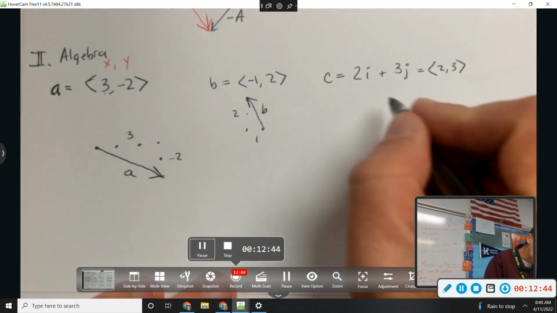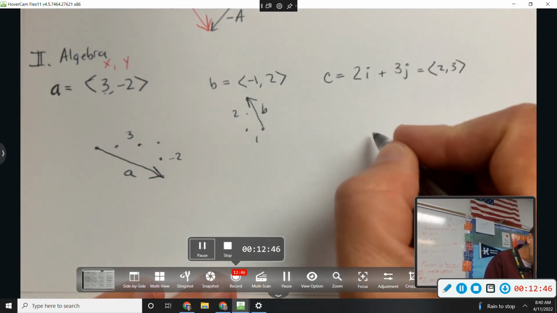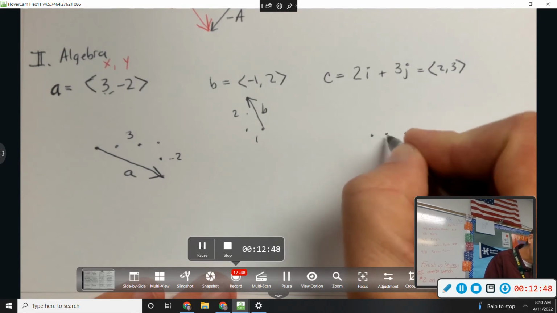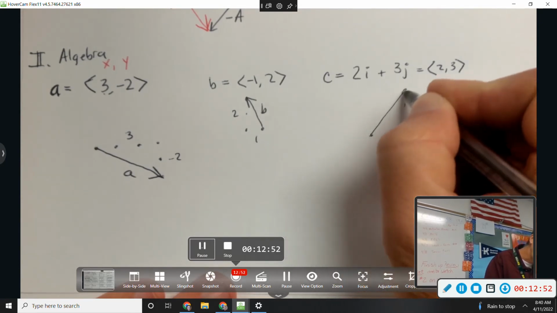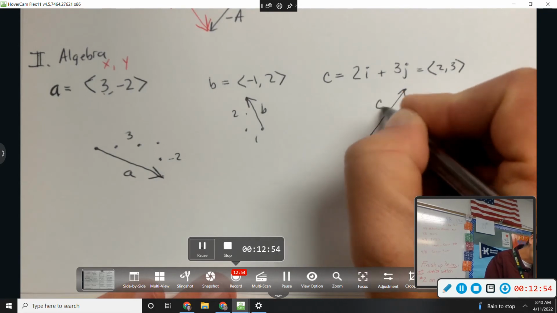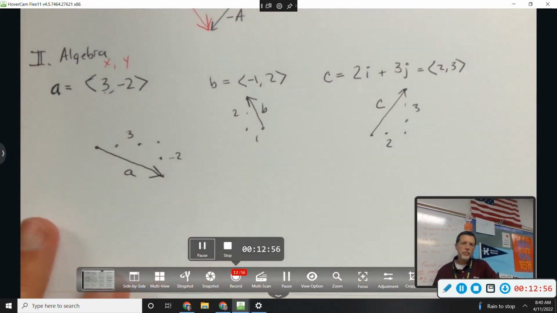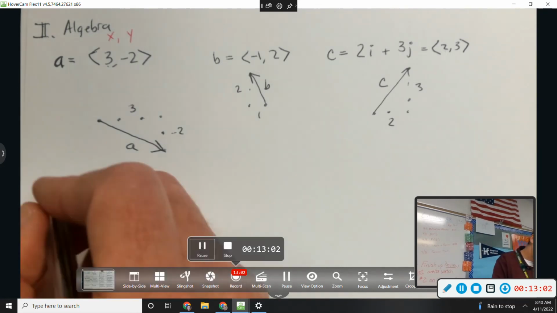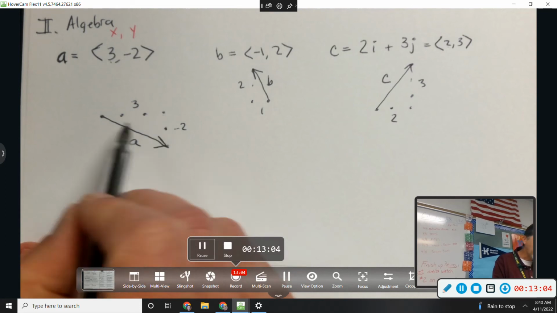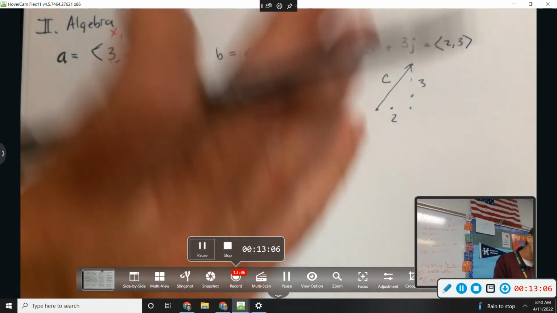Let's draw C. So that would be 2 to the right and 3 up. So 1, 2 to the right and 3 up for vector C. Now that, I guess that's still part of drawing. Maybe I should have included that in the drawing section.